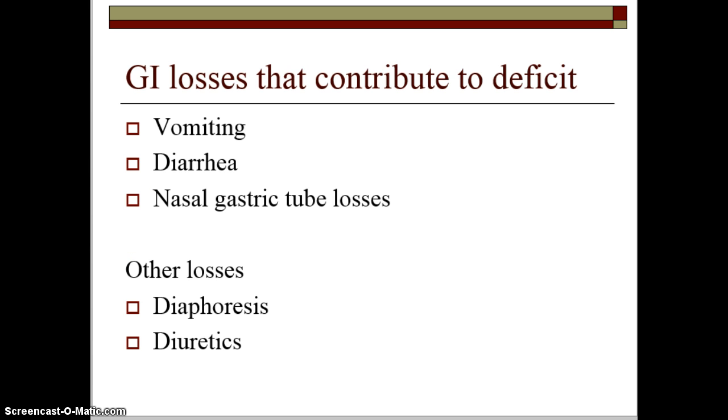When we think about GI losses that can contribute to a fluid volume deficit, vomiting and diarrhea are our most common, and we talk about them quite often, but also when we have tubes into the nasogastric, NG tubes, we pull out fluids and electrolytes and acids from the stomach and can contribute to a deficit as well. A patient that's very sweaty or diaphoretic loses a lot of fluid, as well as the person taking a water pill or diuretic like Lasix or Bumex.